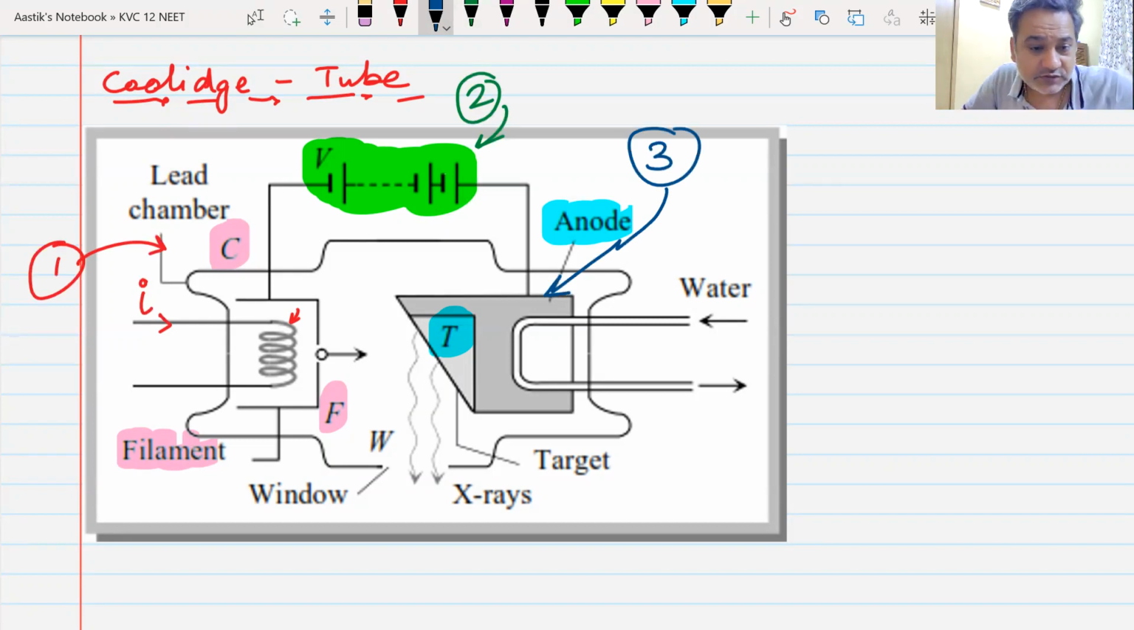I'll give you 2 minutes to note this down. Draw this diagram. The entire X-ray topic is based on this diagram, and you will hardly get any numerical question on X-rays. You will only get a theoretical question on X-rays.